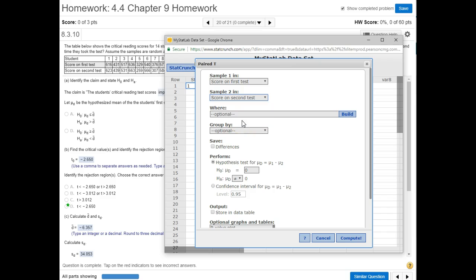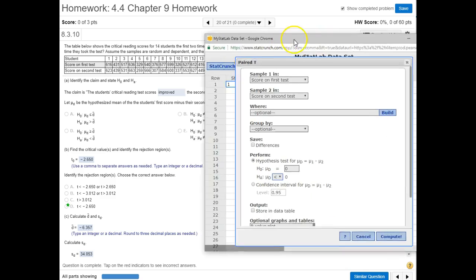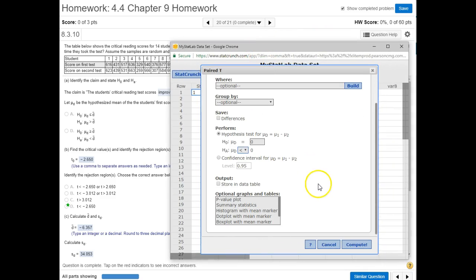Score in second test, it's sample 2. And that's how we want it, score in first test, score in second test. And the difference is defined as the first test minus the second test. That's exactly what we want, as mentioned before. And we want this to be less than, as mentioned here. We want less than right here. And that's it.